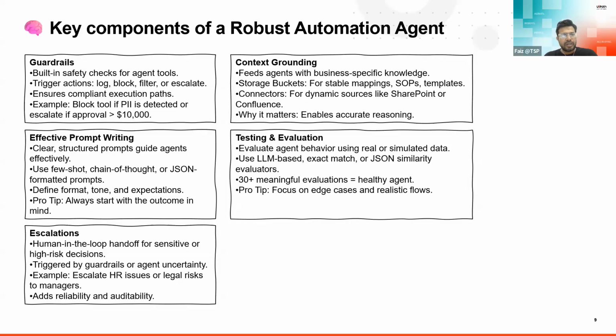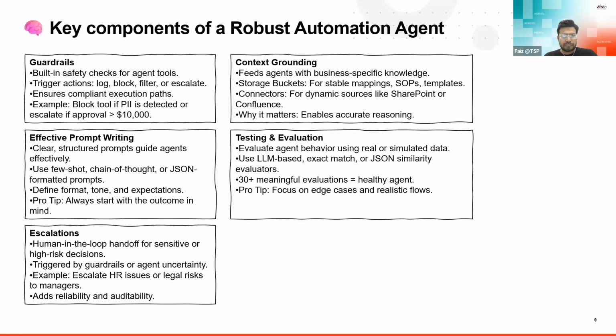and escalate, ensuring a compliant execution path. Examples: block a tool if PII is detected, or escalate if the approval amount is greater than 10,000. These are just small examples. We need to guardrail the agents we are building for organizations so that we can produce the results we are expecting, and avoid any inaccurate or inappropriate data.